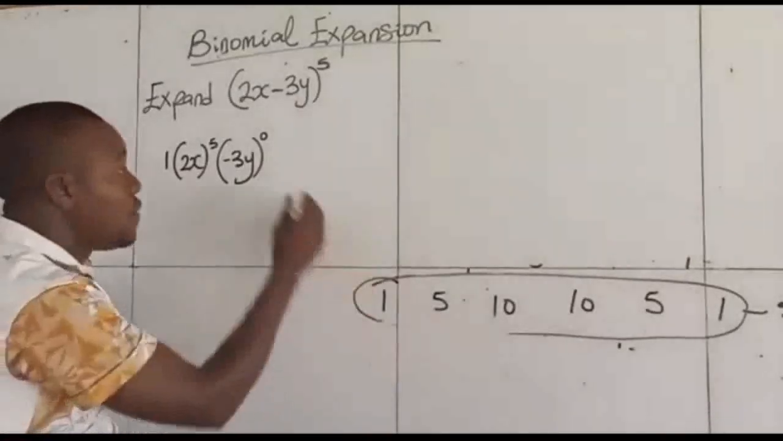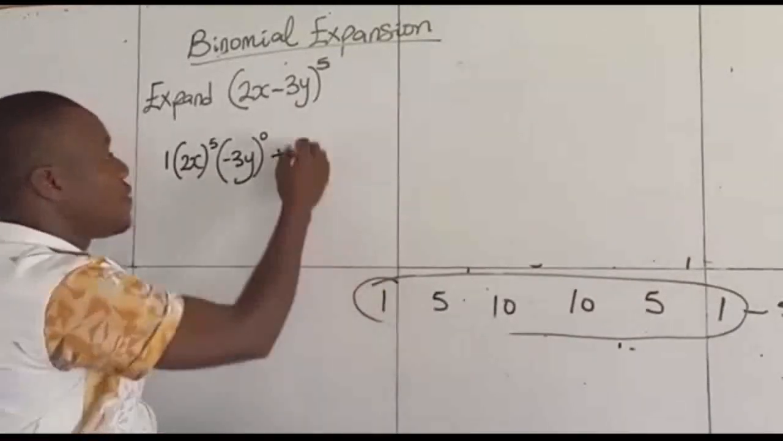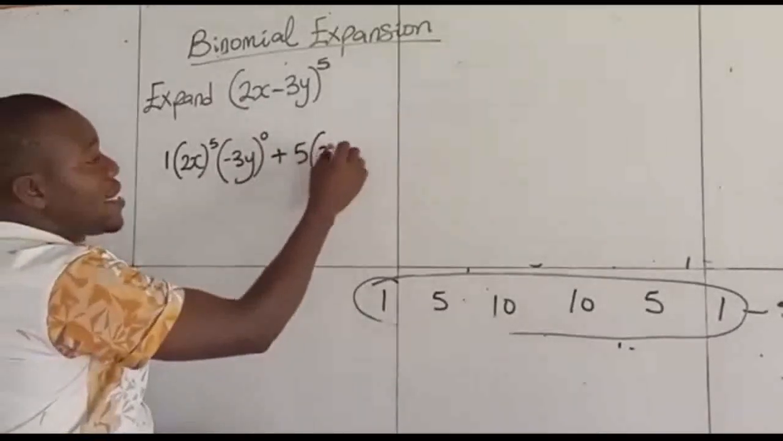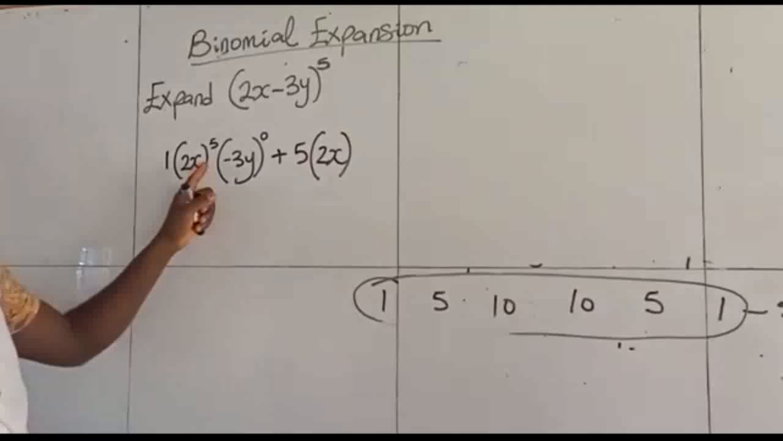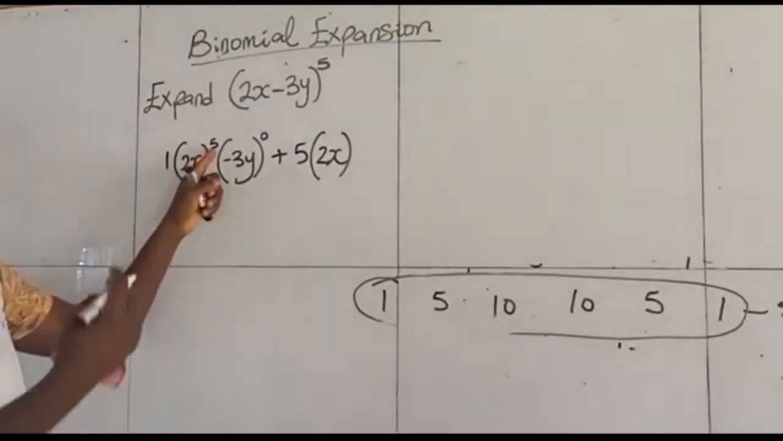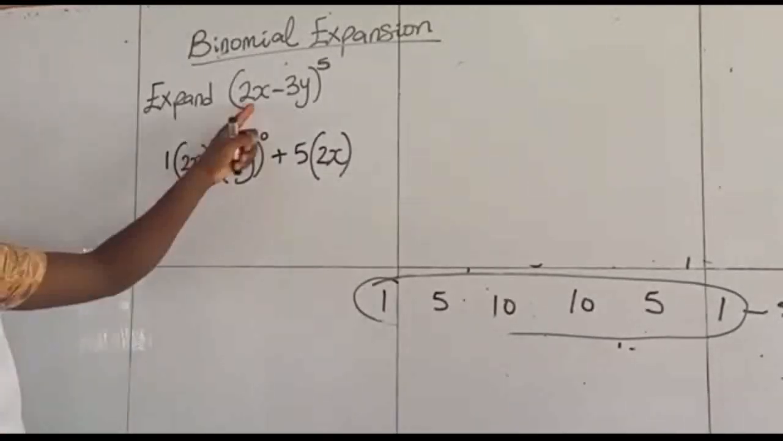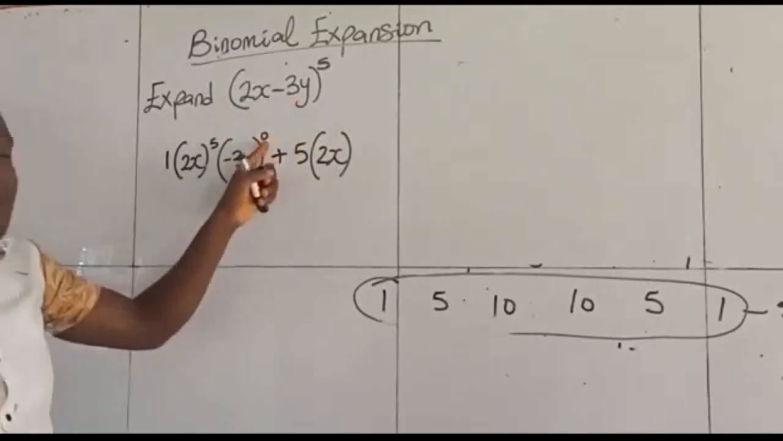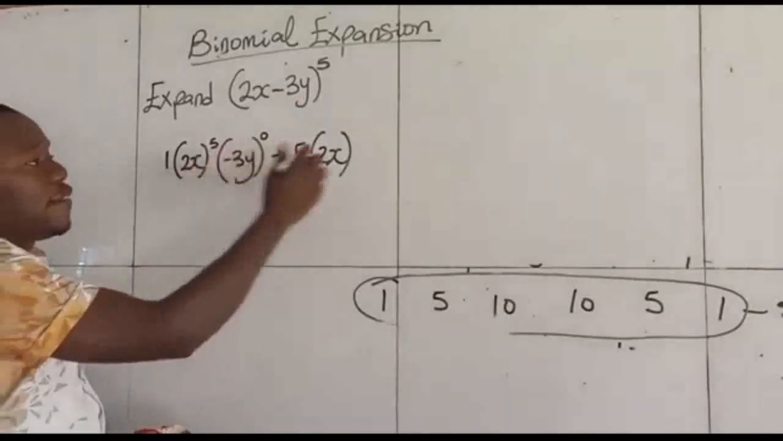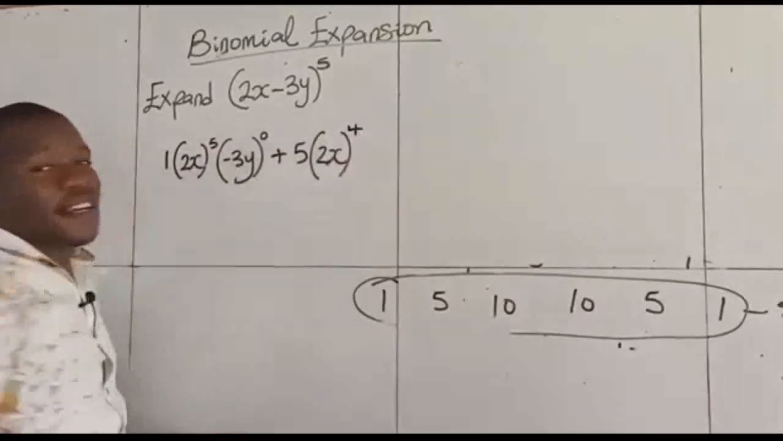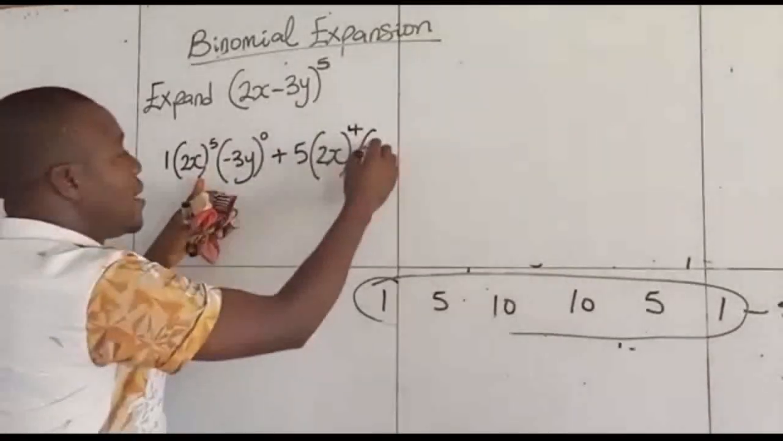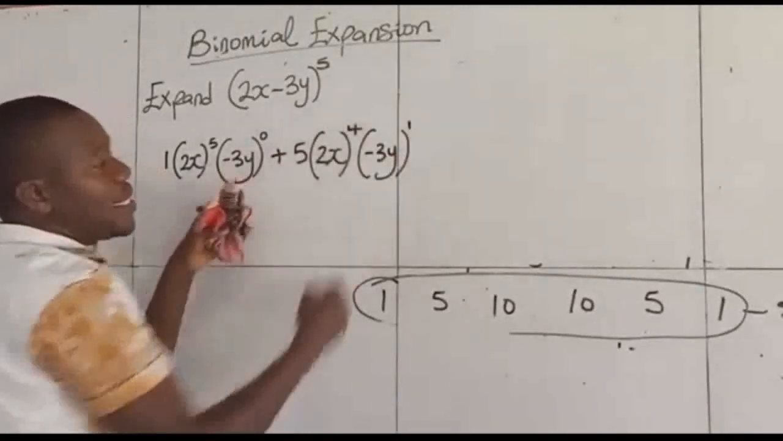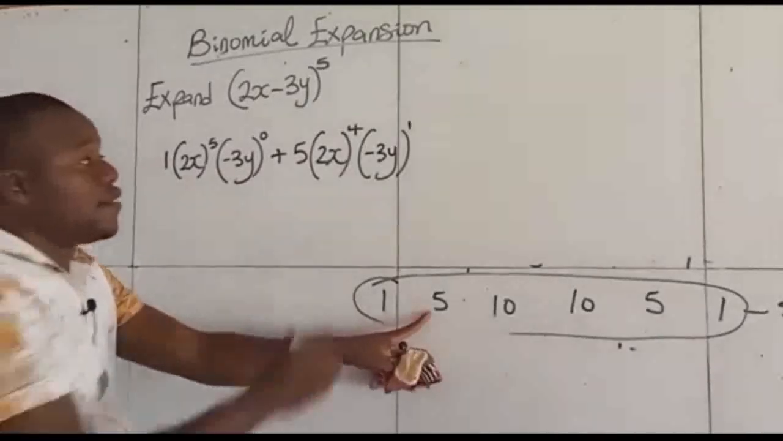We move to the next coefficient, plus. The coefficient is 5. Then pick the first term, 2x. We started with the power of 5 for 2x, so we start with the highest and go down to the least for the first term. For the second term, we start with the least power and move up to the highest power. So instead of the power of 5, the power reduces to 4 for the first term. Then we have minus 3y. The power increased from 0 to 1. We are done with the coefficient of 5.